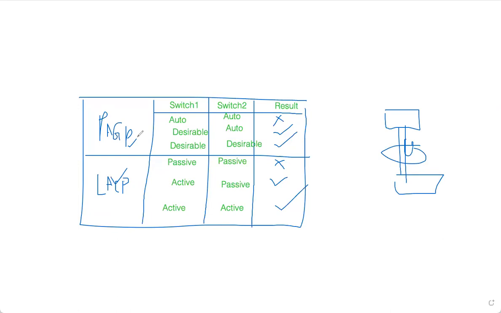The parameters have to match on both sides, like the configuration, the speed, the duplex, before they form the member in the port channel.